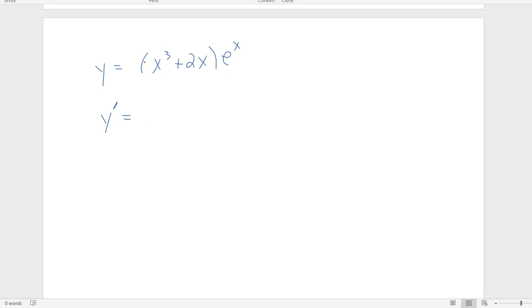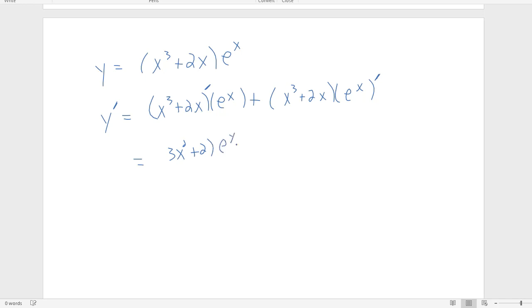So I have the derivative of the first, I'm going to write that out, derivative of the first, prime, times the second, and then plus the first times derivative of the second. So in this case we have 3x squared plus 2 times e to the x, and then plus the first, and derivative of the second is e to the x. So here's our first derivative, y prime.